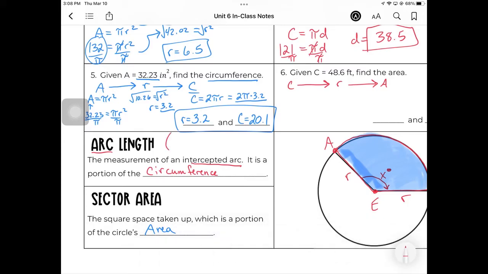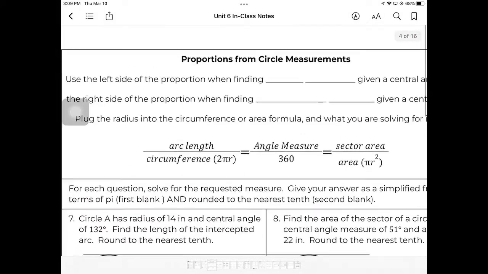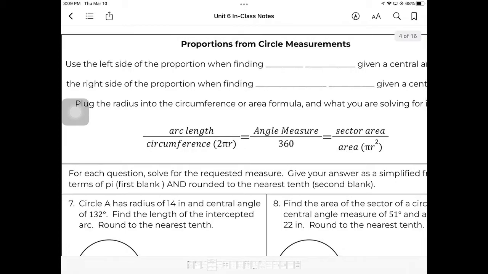Arc length is going to be represented by the variable capital L. We're going to use capital L to refer to arc length, and sector area we're going to refer to as capital S. So this is how we're going to calculate sector area and arc length.